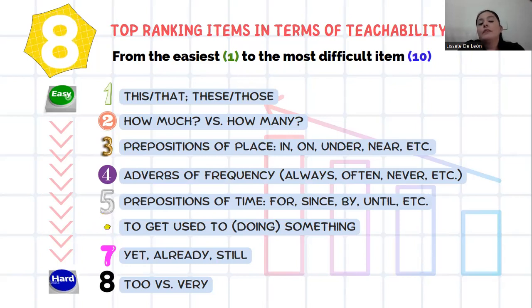Number 3, prepositions of place: in, on, under, near, etc. Number 4, adverbs of frequency: always, often, never. Number 5, prepositions of time: for, since, by, until. The number 6, to get used to doing something. The number 7, yet, already, still. And finally, the number 8, too versus very.